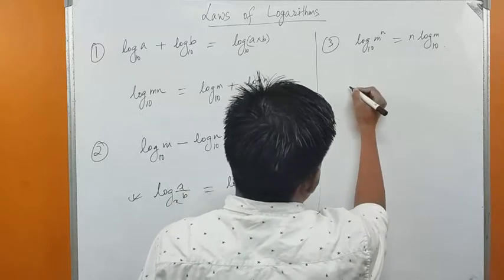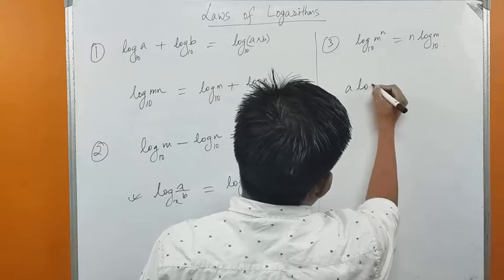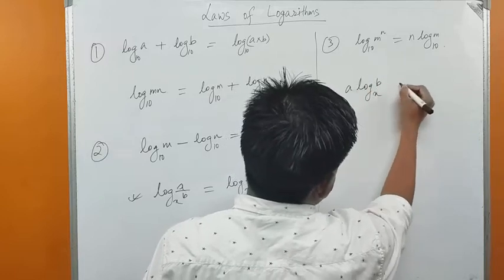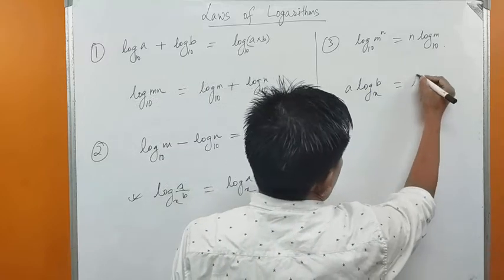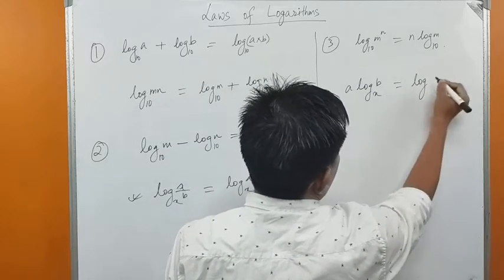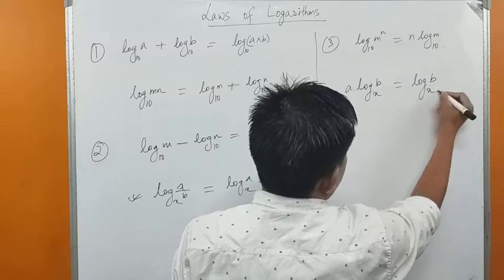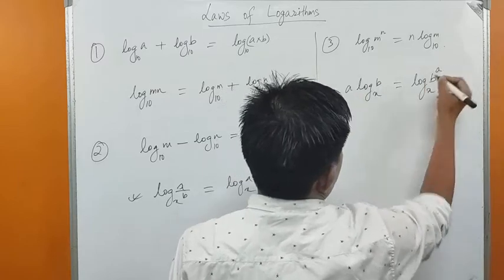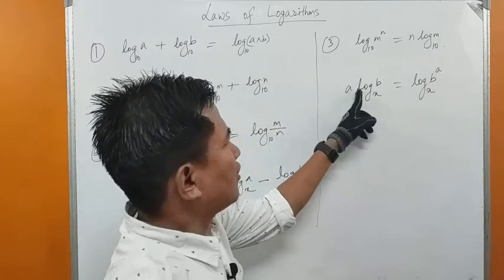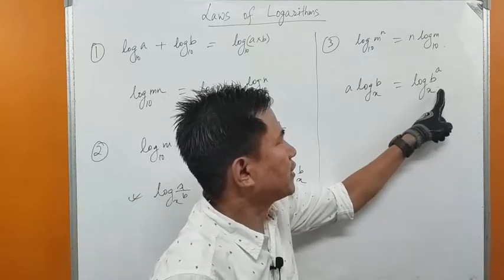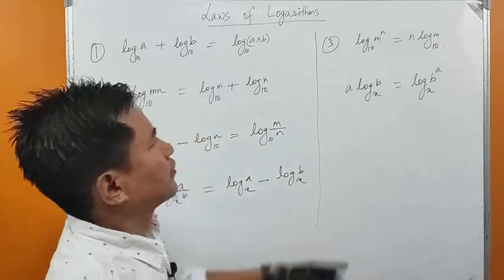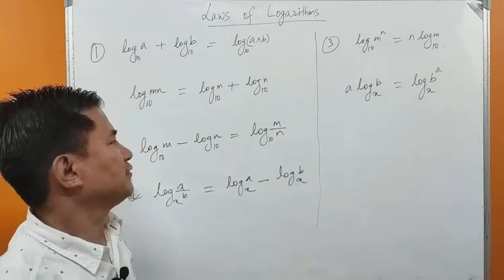The reverse is also true. If we have a log b to the base x, then we can write this as log b to the power a to the base x. This a goes to the power here. A log b to the base x can be written as log b to the power a to the base x. This is the reverse of the third law.